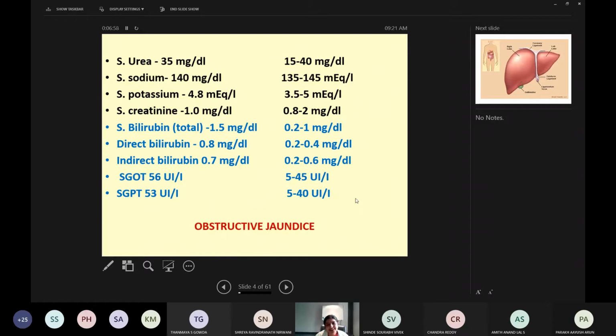I hope you are all alert and listening. Can you tell me the name of the test which will differentiate obstructive jaundice from hepatic or pre-hepatic jaundice?